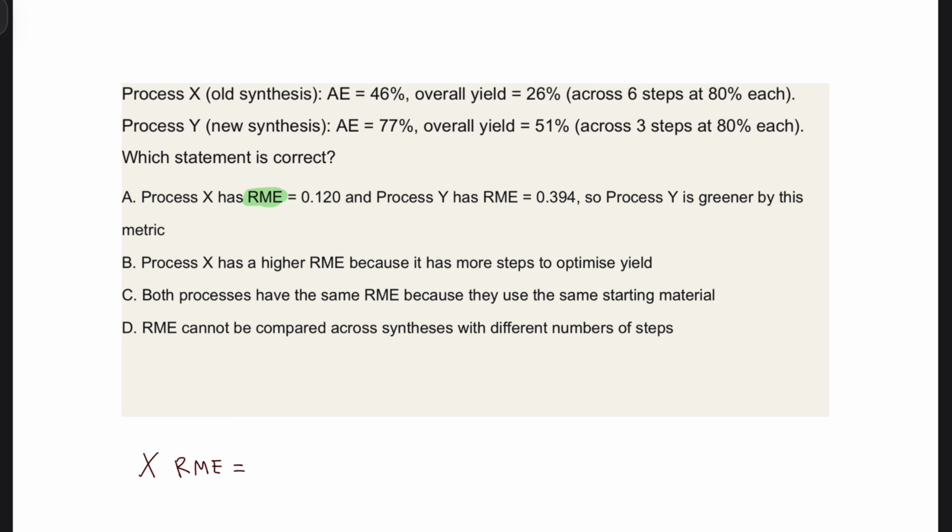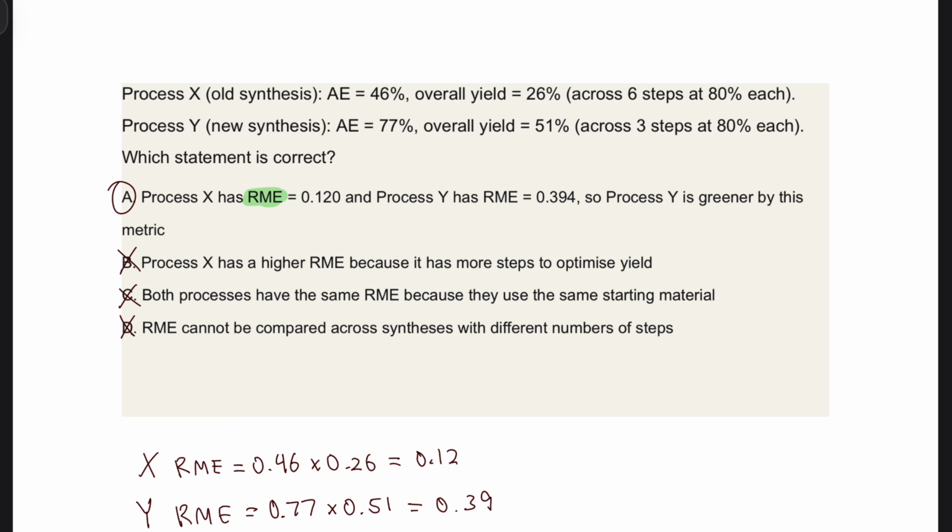Remember that it's atom economy times yield, so for X I can do 0.46 times 0.26, which is 0.12, and then for Y, it's 0.77 times 0.51, which is 0.39. So the reaction mass efficiency of Y is greater than X. So now let's go through all of our options. This one is not correct. This is not correct. And this one is also not correct. So it has to be A.